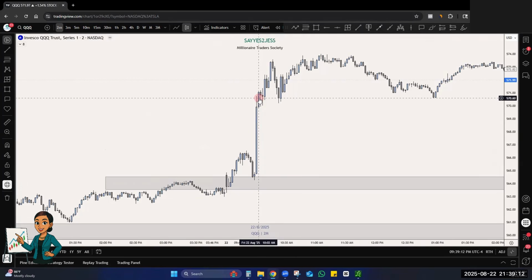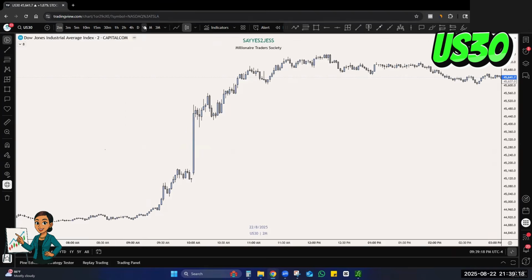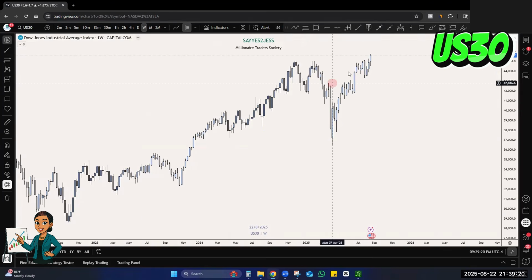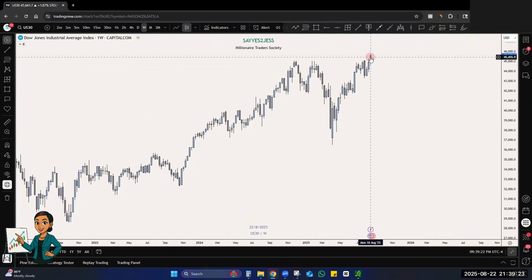Another easy one. Someone asked for US 30. Yeah, I can do that. All right. I'm quickly just going to look at the weekly. So we're doing really nice. Inverted head and shoulder formed right now. We are at the neckline and we actually closed above the neckline. Okay.